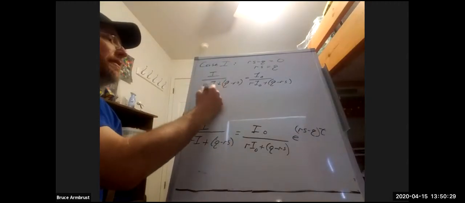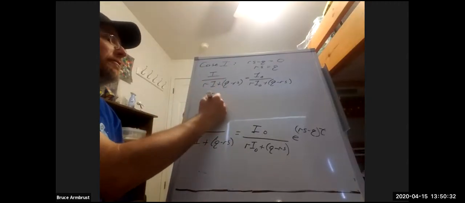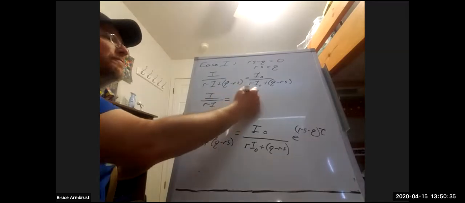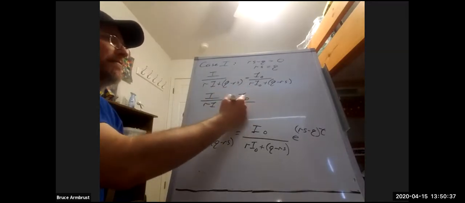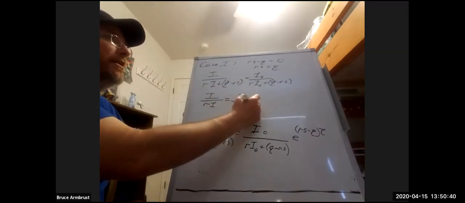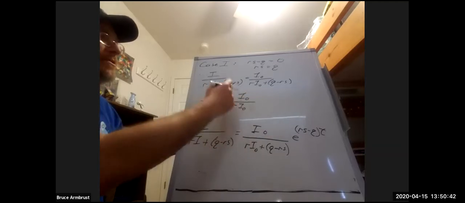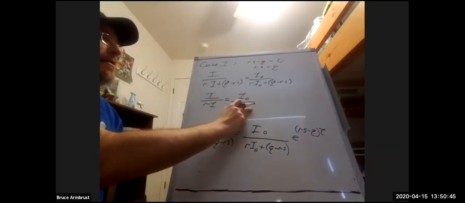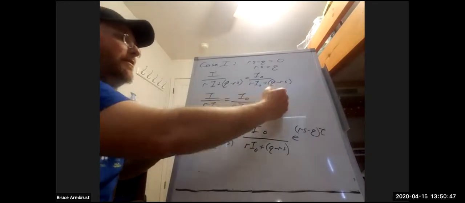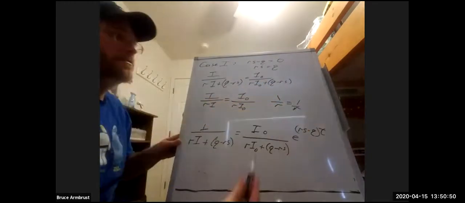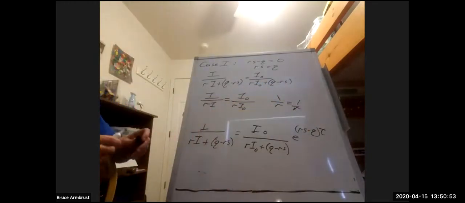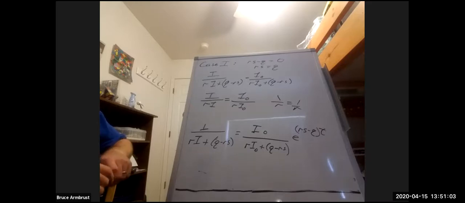So this is going to give us I over Ri equals I naught over Ri naught, which all that stuff cancels. And we're left with 1 over r equals 1 over r. And this should make you not very happy, because this doesn't really tell us anything.